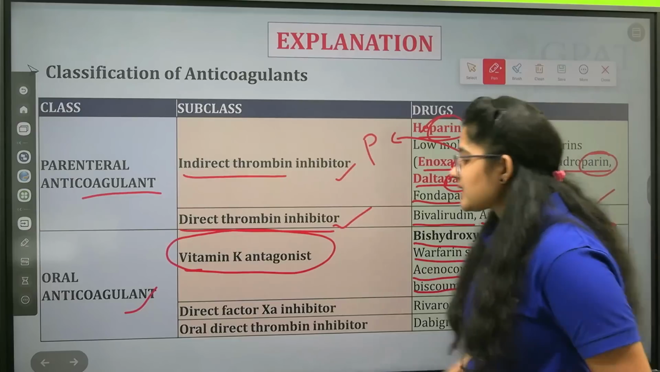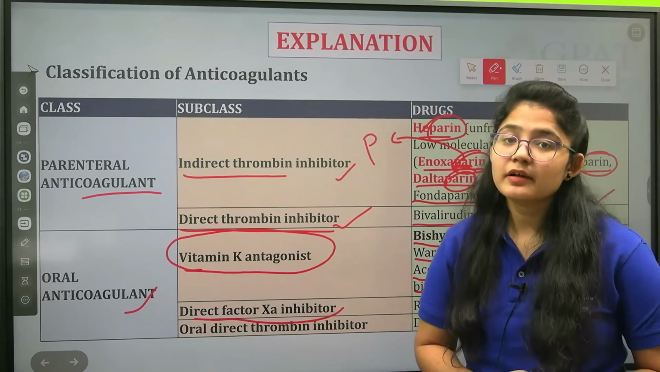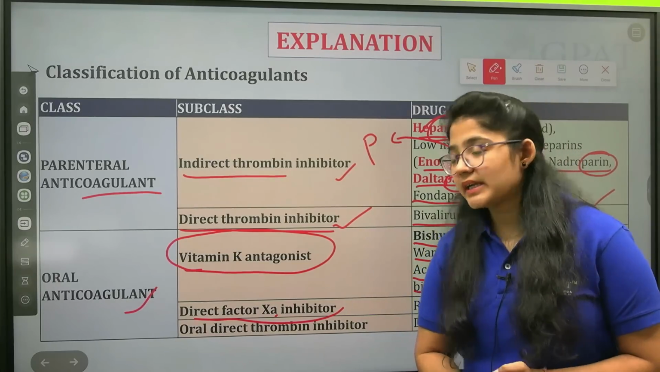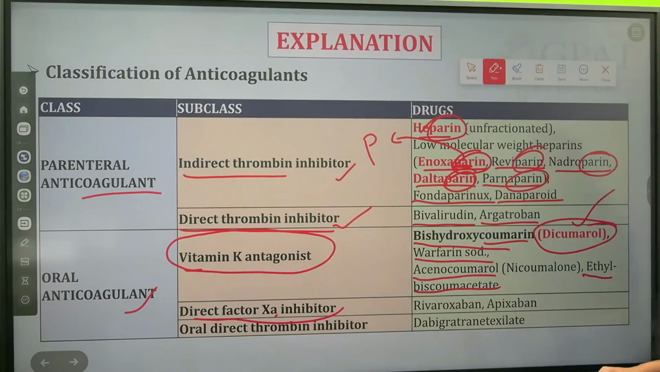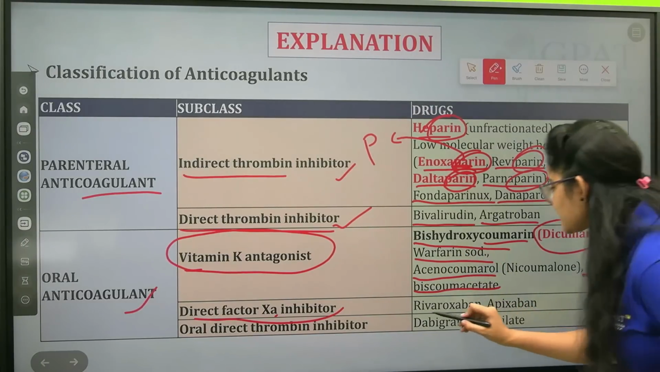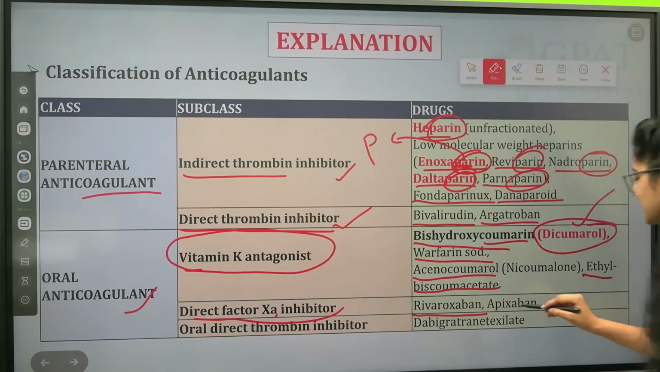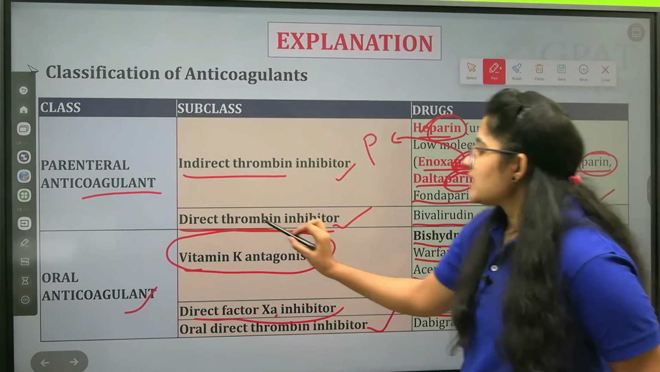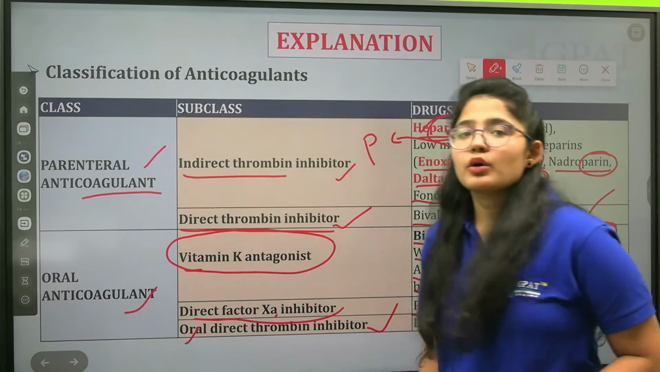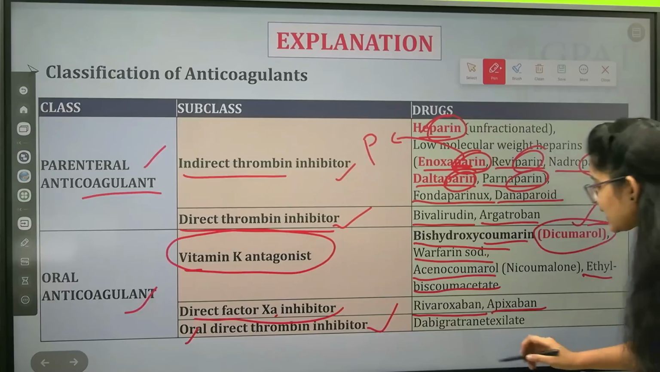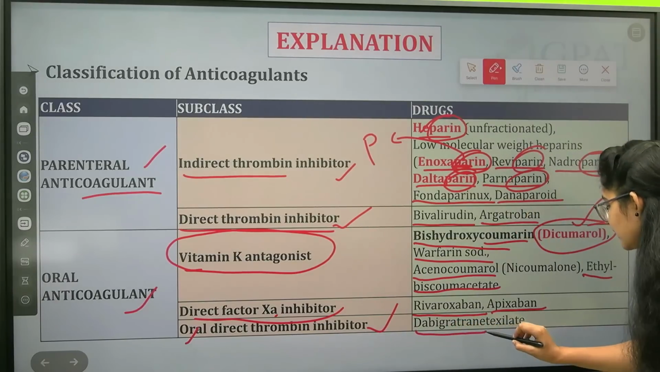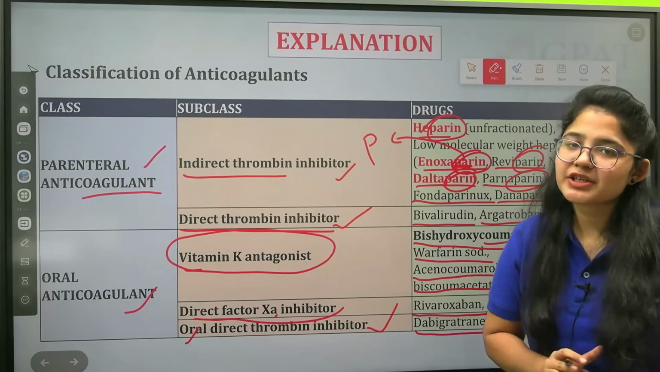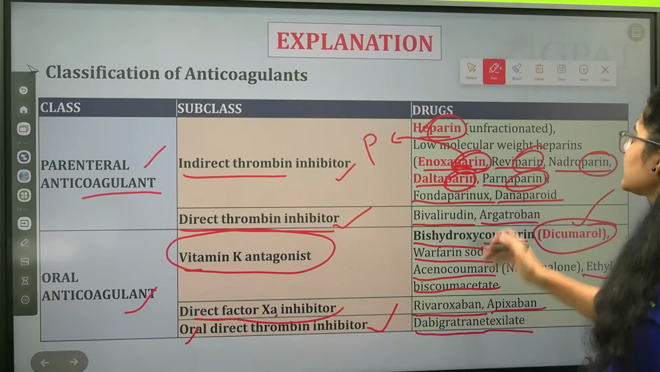Okay. Next is your direct factor 10 inhibitor. This is factor number 10, the clotting factor. The two drugs inhibiting factor 10 are rivaroxaban and apixaban. Oral direct thrombin inhibitor, the one drug is dabigatran. The earlier one was parenteral, this is oral. Clear? This is your whole classification of anticoagulant drugs. Clear? Okay.